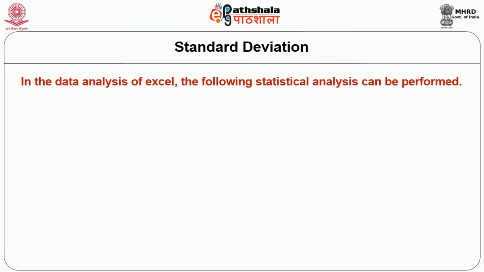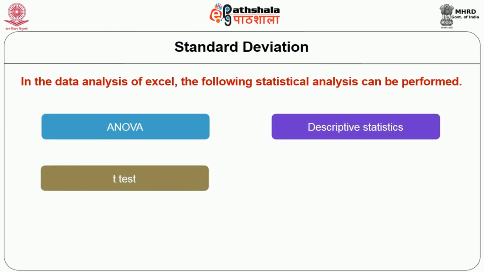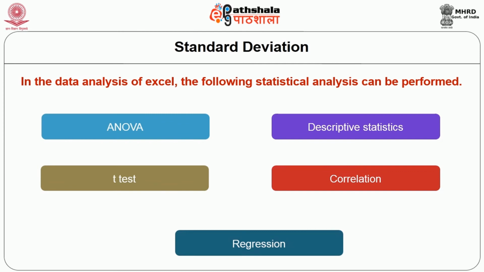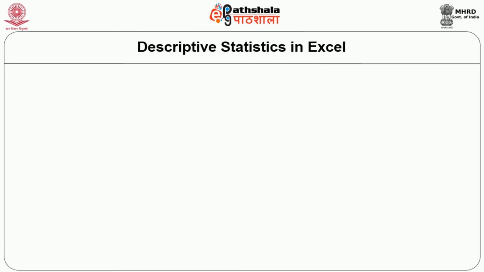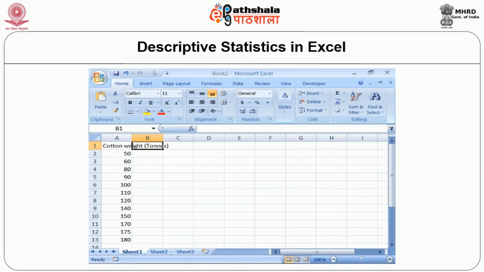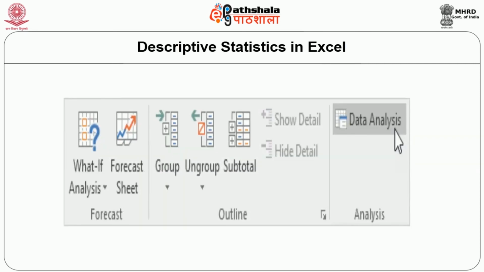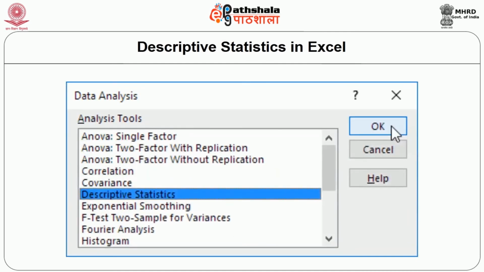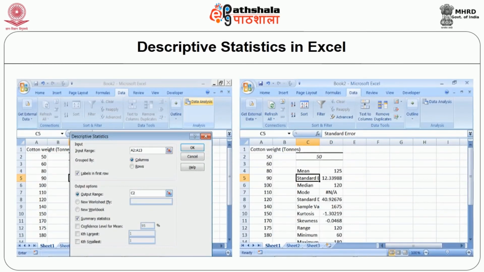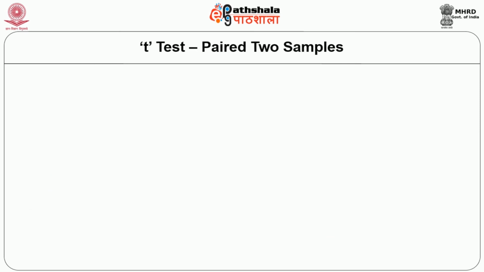In the data analysis of Excel, the following statistical analyses can be performed. That is ANOVA, descriptive statistics, t-test, correlation and regression. Descriptive statistics in Excel: enter the data in the Excel sheet. Then click data in the main menu and click data analysis. Then select descriptive statistics and click OK. A dialog box will open. Select input range as A2:A13 and output range as C2. Select summary statistics.